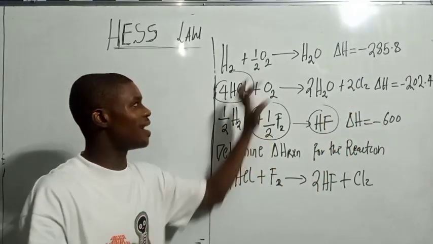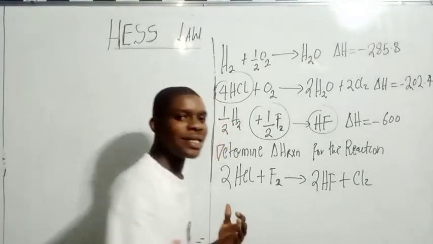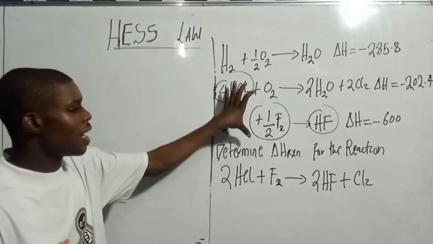Then work with this other one here. Then later with this one here and manipulate it for it to get this other reaction. Do you get that? The goal is to get this reaction. Do you understand? So let's work with this one here.